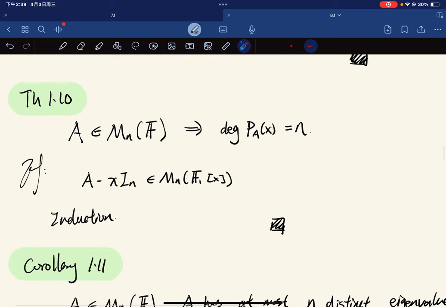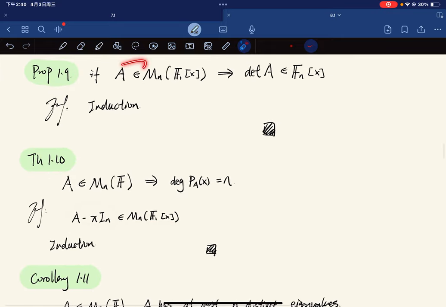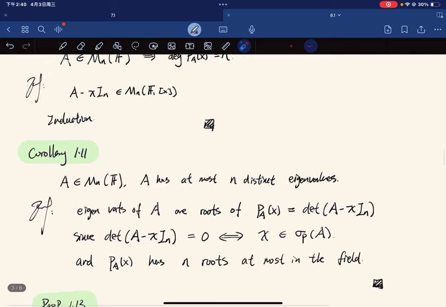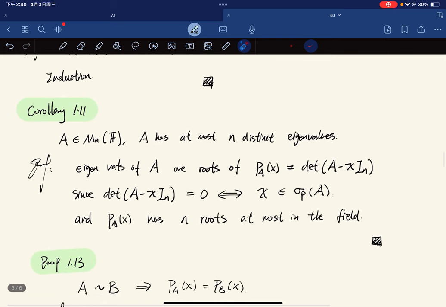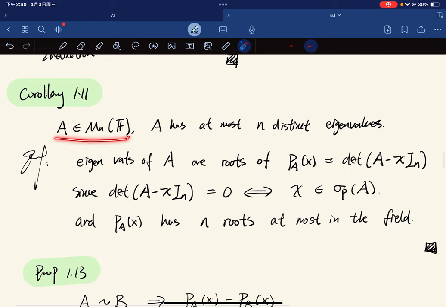So the proof is that A minus xIn is this, right? So we can just apply this, right? So this is again by induction. Okay, so here's a corollary that is what we really care about: for any matrix, it has at most n distinct eigenvalues, right?